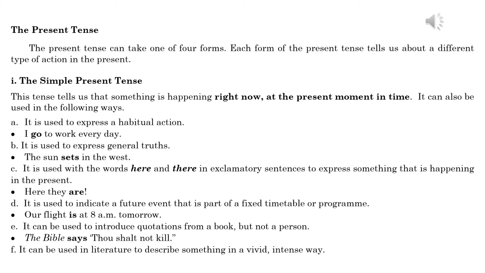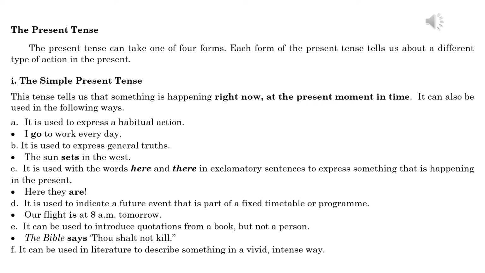1. The simple present tense. This tense tells us that something is happening right now at the present moment in time. It can also be used in the following ways. A. It is used to express a habitual action. I go to work every day. B. It is used to express general truths. The sun sets in the west.